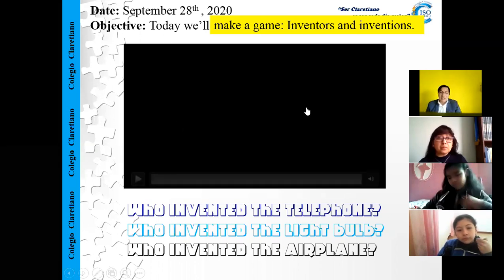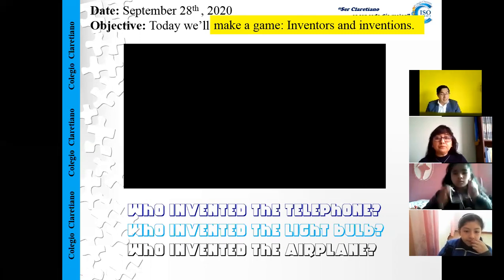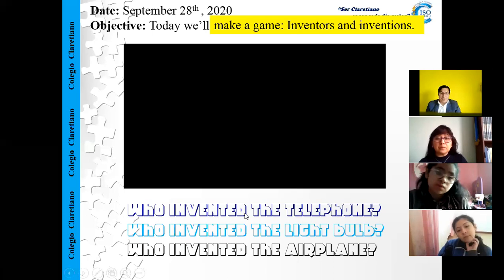We learned some about Leonardo da Vinci. We know about Alexander Fleming, no? About George Crum, we learned this, about Percy Spencer, no? These people. But now let's learn about other inventors, okay?